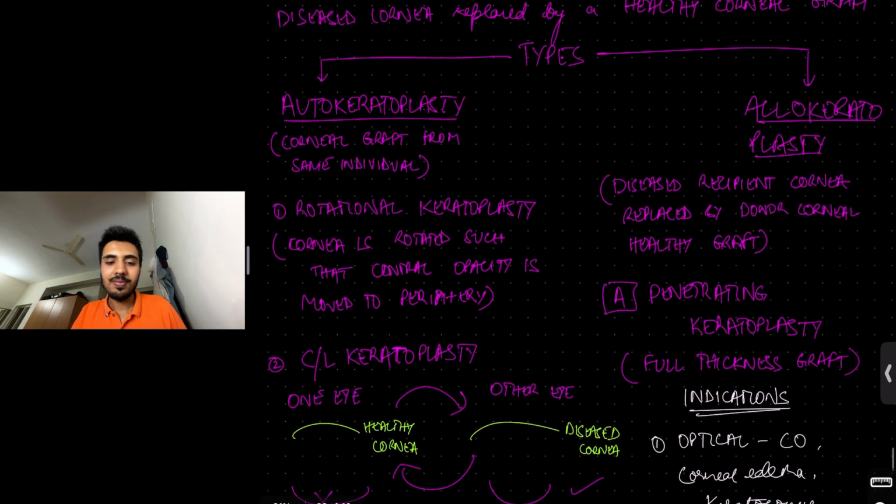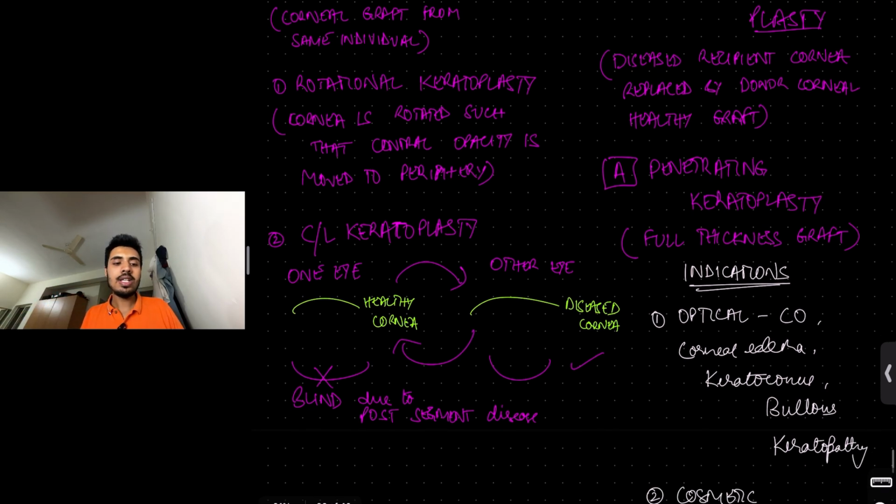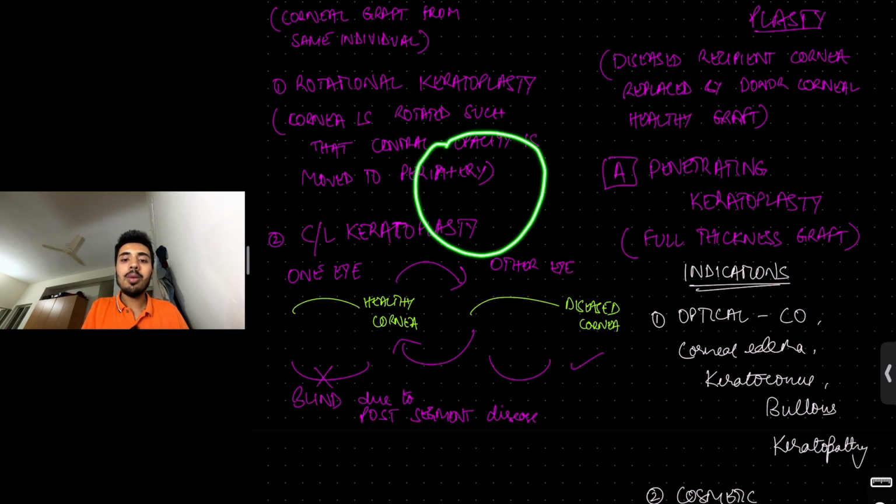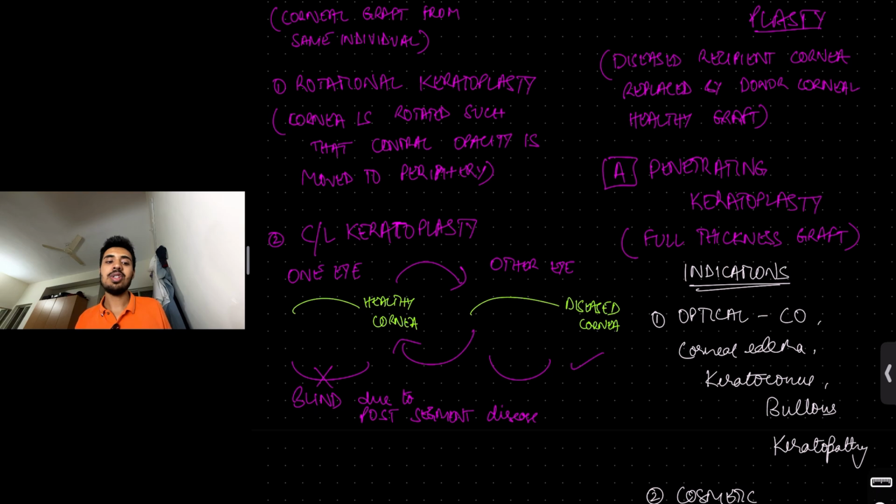Let's look at the types of autokeratoplasty. We have rotational keratoplasty and contralateral keratoplasty. In rotational keratoplasty, we just rotate the diseased cornea, orienting it in such a way that the corneal opacity that was normally in the center is now moved to the periphery, so that there is less vision loss. We haven't even excised the cornea.